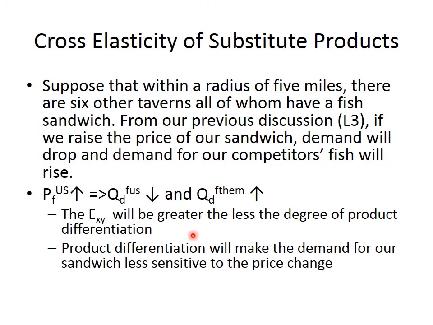Now, again, we'll make a reference to this. The cross elasticity will be greater the less the degree of product differentiation. Product differentiation refers to the ability to differentiate between 2 products. So if our fish sandwich is effectively the same as theirs, the cross elasticity is going to be much larger. If there's product differentiation in terms of quality, if people like our fish better because it's better, then we can increase the price of it. Our demand won't go down. They won't go to our competitor because we have a little better product.